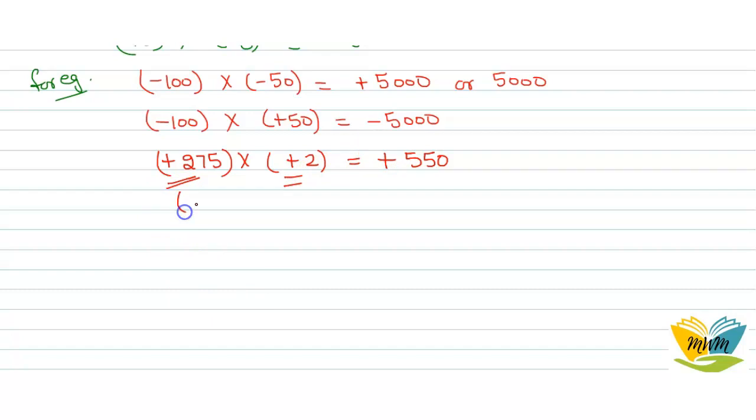Again, if we want to multiply plus 275 with minus 2, when 275 is multiplied with 2, we get 550. But here 275 is positive and 2 is negative. So plus and minus means minus, and we get minus 550 as the answer.